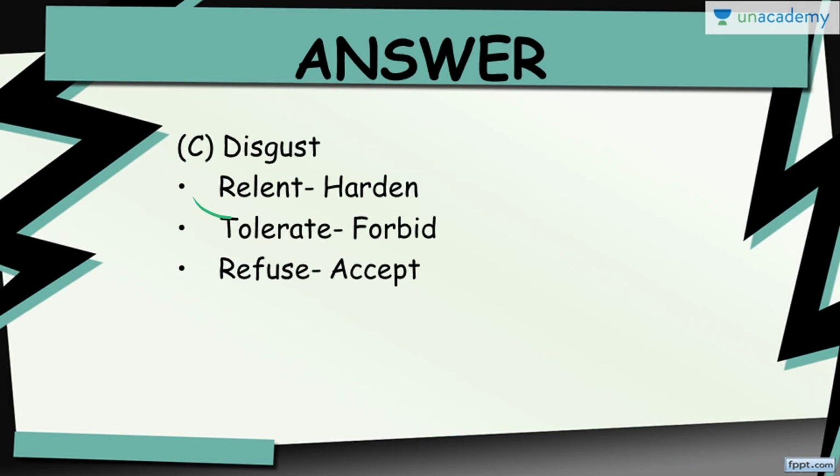Then we have relent, something which is easy. Then we have harden, tough. Then we have tolerate, easily bearable. Then we have forbid, which we cannot bear. Then we have refuse. We refuse something. We do not allow something to happen. Then we have accept, which means we are accepting it. We are allowing that thing to happen.